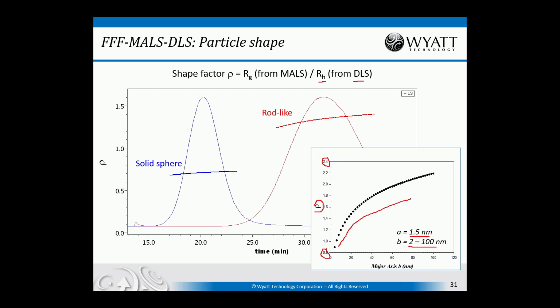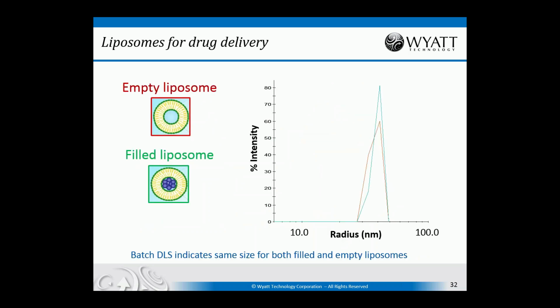And here are 2 different examples of separations of nanoparticles. They elute at different times, but that's not enough to really tell you anything about their shape. But by measuring simultaneously with MALS and DLS, we can calculate ρ and find that the first nanoparticle corresponds theoretically to a solid sphere, and the second one is rod-like with a bit of a distribution in terms of aspect ratio across this peak. So it's a good way for determining shape.